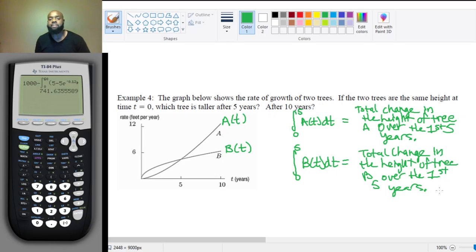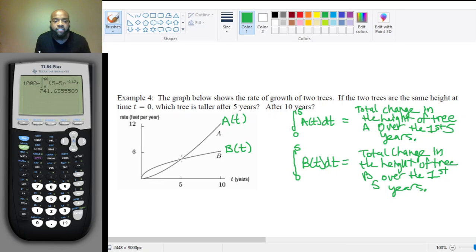Now, I have a graph of a function. And if I want to know something about that integral, remember we said that the integral represents the area between the x-axis and that curve. And so if I want to know which tree is taller after 5 years, and this integral gives us the total growth in those trees, all I have to do is evaluate this integral by looking at the graph and seeing which one has more area under the curve, right?